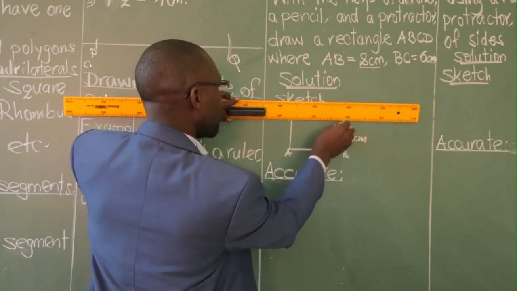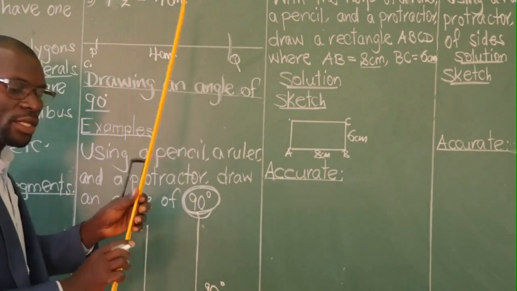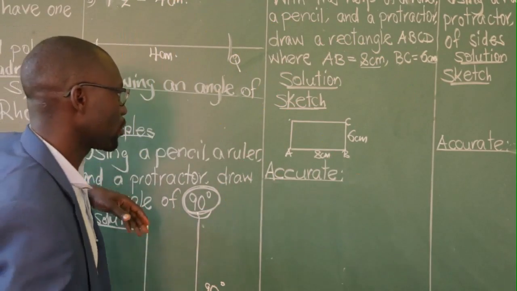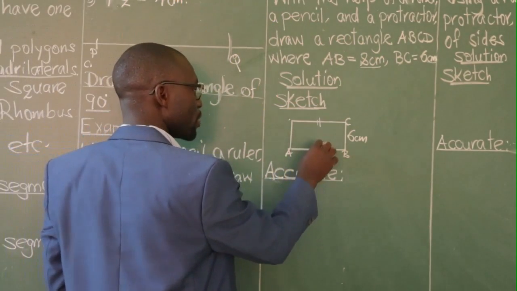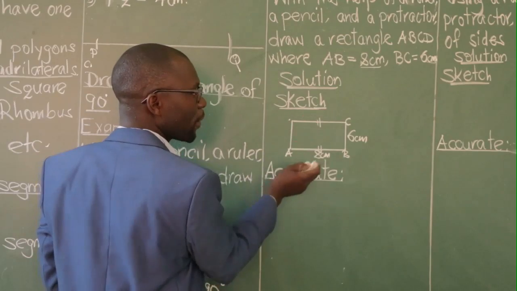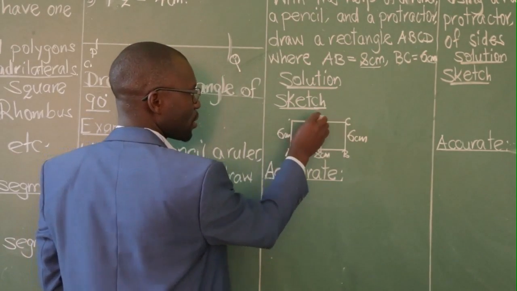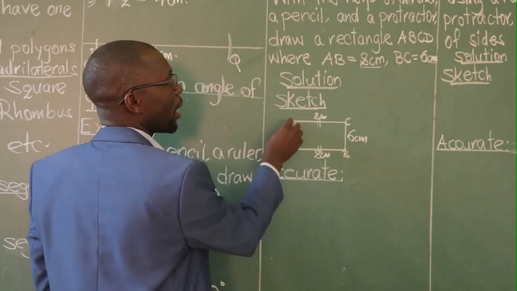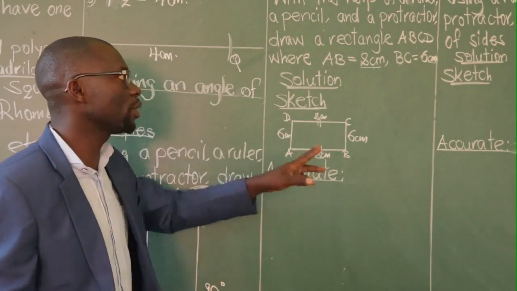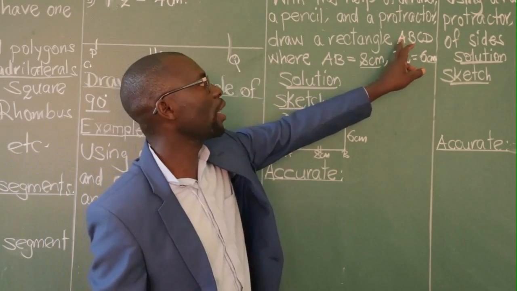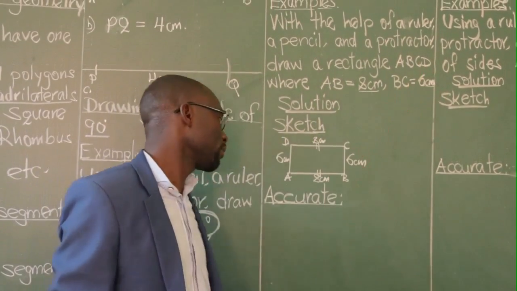And then we join up. All those are line segments that have formed a rectangle. So a rectangle, the two opposite sides are equal. This side is equal to this one. And then also this side is equal to this one here. So this is also 6 centimeters. This is also 8 centimeters. And this is point D. Because we've been told that rectangle A, B, C, D.